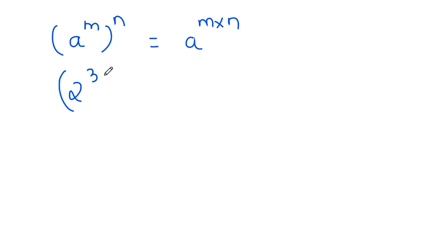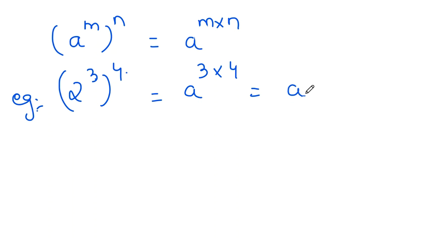If it is a raised to m raised to n, it means a raised to m into n. Now if I take 2 raised to 3 raised to 4, you see this is a raised to m raised to n. So here the powers will get multiplied, 3 into 4, that is a raised to 12.